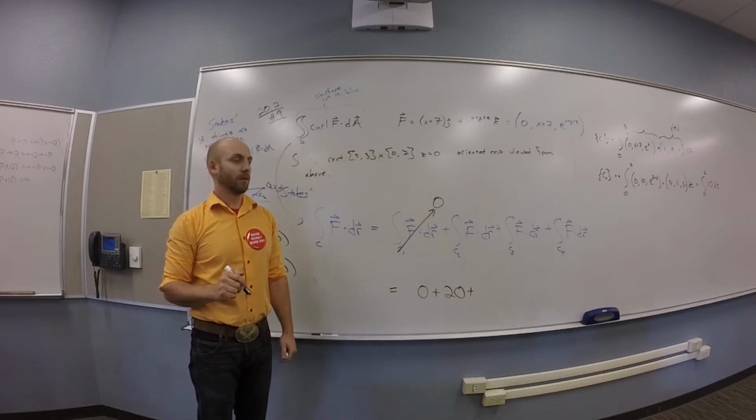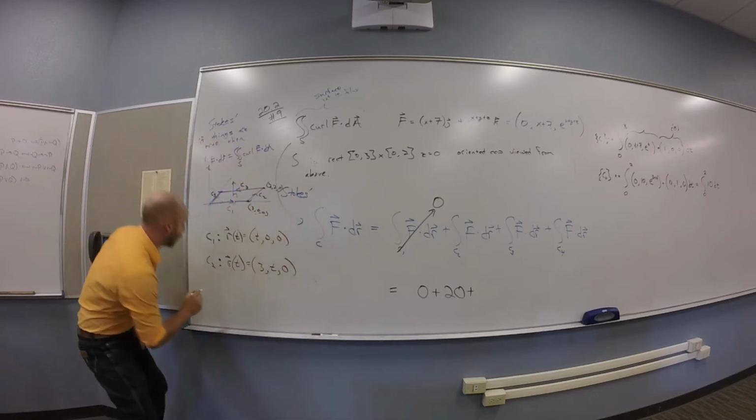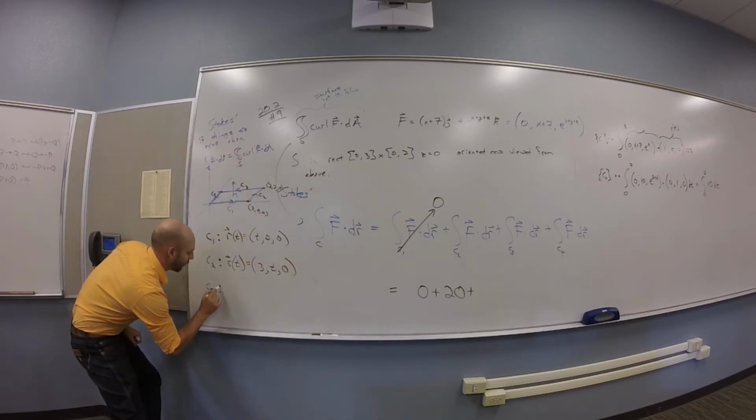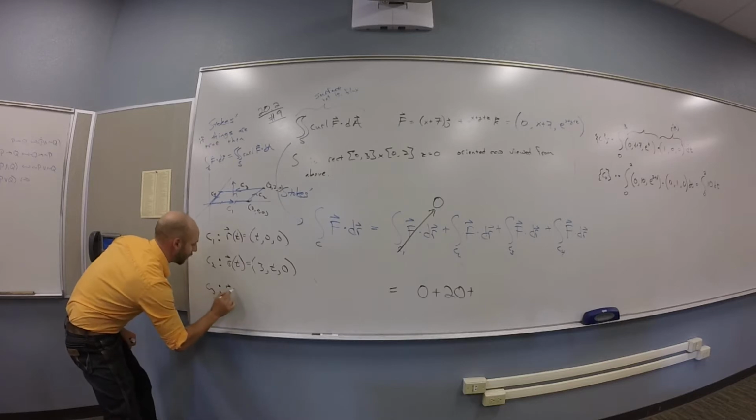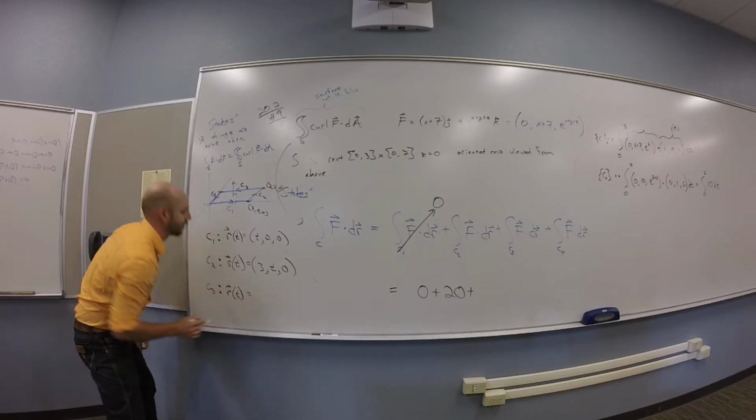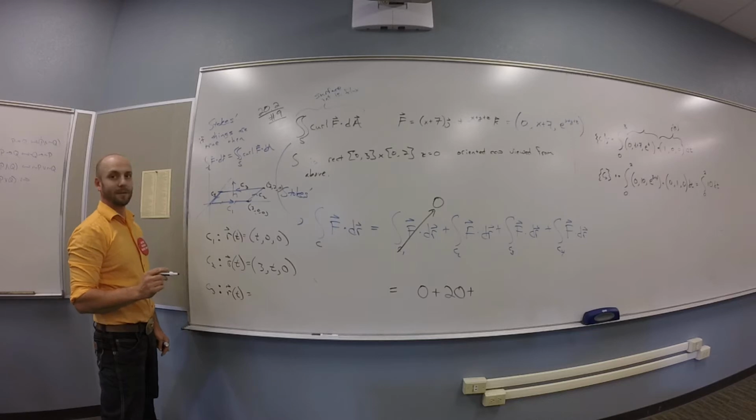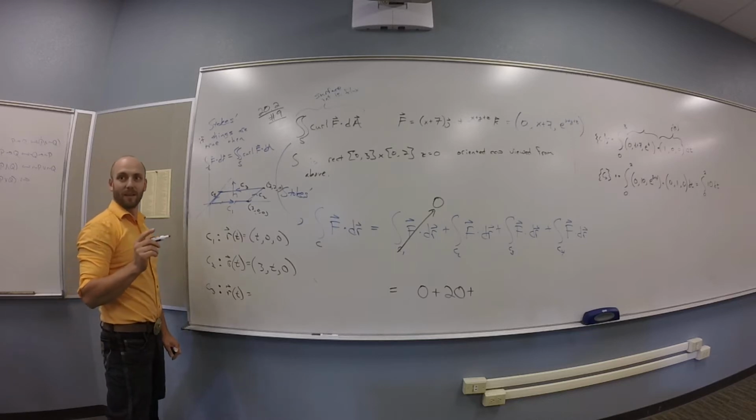Cool. All right. How about your C3 parameterization? This is where they get very, very slightly harder. This would be 3 minus t, correct, for the x?